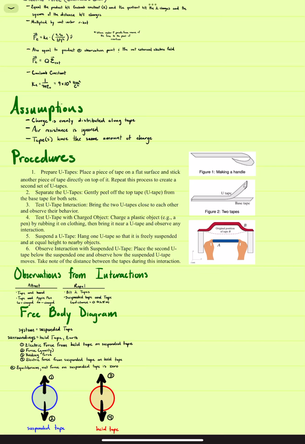Here's the procedure for creating the two charged U tapes for lab 1. Here are the main observations for the U tape interactions. Importantly, the charge of the U tape was determined to be positive because it was attracted to a negatively charged plastic object.